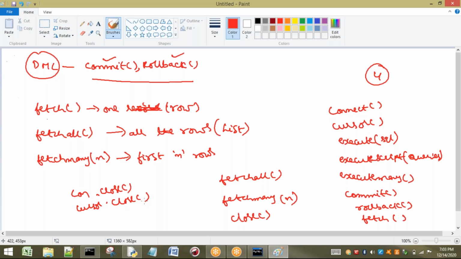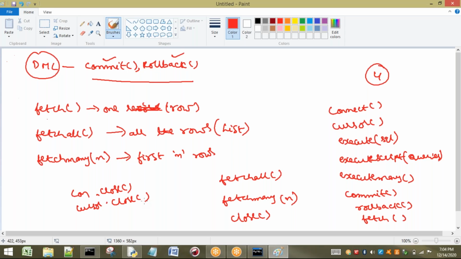Okay, right. Now connection, cursor, execute script, execute many, commit, rollback, fetch all, fetch many, all these are going to be applied, and close also. These are not specific to any of the databases. These are all common methods for all databases. We can apply these functions on any type of database. There is no problem. So initially, before going to any database, I am going to explain these functions.